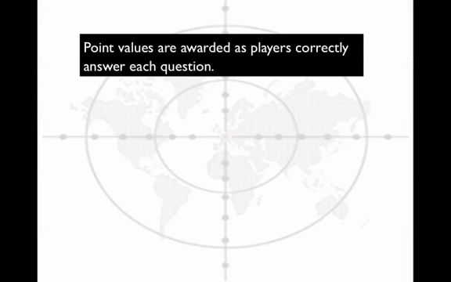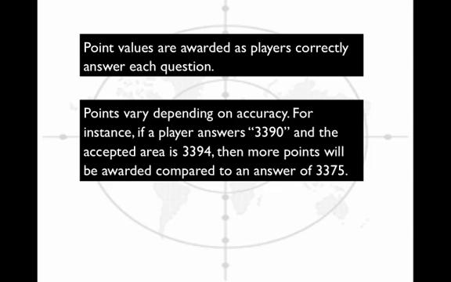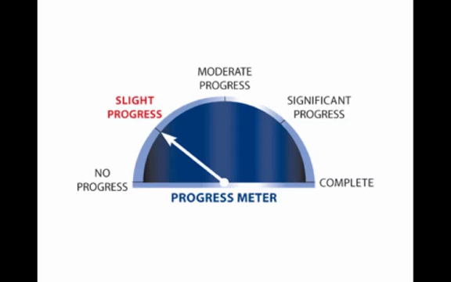So the players are going to be awarded point values when they correctly answer each question. Now, the points may vary depending on the accuracy. For instance, if you answered 3,390 for that last question that was asked, and the accepted area is 3,394, then you're going to get more points than someone who, say, answered 3,375. So your point value is going to depend on how accurate your answer is.